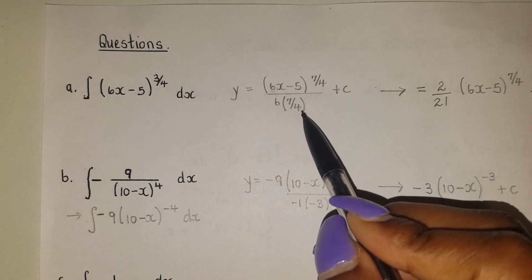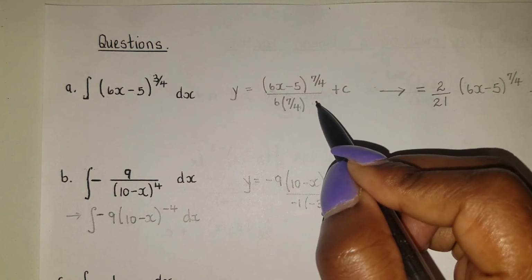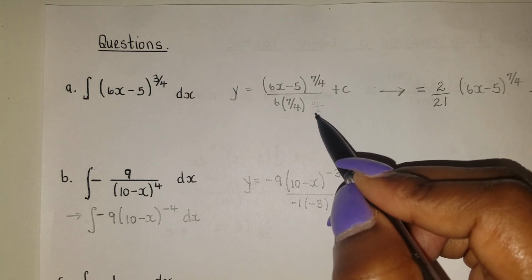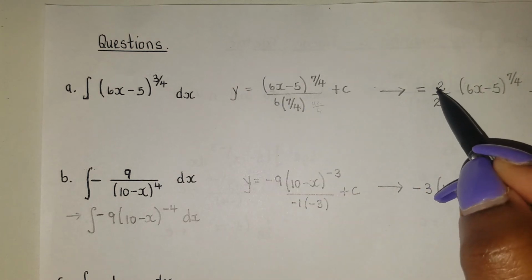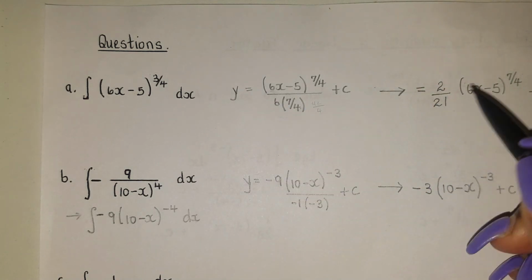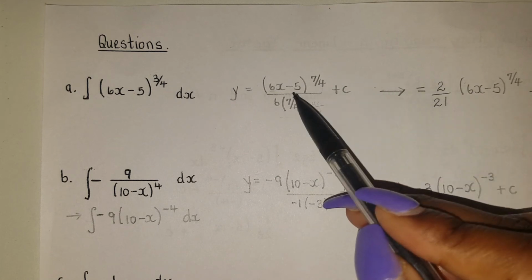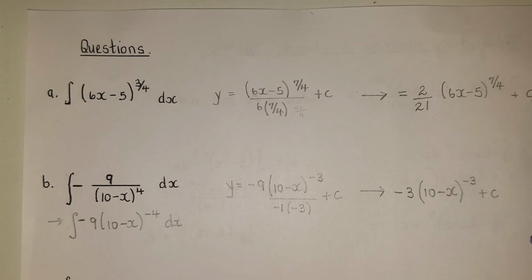So when it gets brought up, 21/2. Once more, 6 times 7 is 42/4, simplified is 21/2, and gets brought up as the upturn or the reciprocal, 2/21. So now this is our answer, 2/21, and our 6x minus 5 raised to a 7/4 plus c.